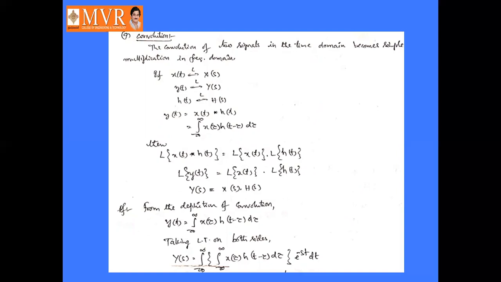So the Laplace transform of x(t) convolved with h(t) is equal to the Laplace transform of x(t) times the Laplace transform of h(t). The Laplace transform of x(t) is X(s), the Laplace transform of h(t) is H(s), and the Laplace transform of x(t) convolved with h(t) is nothing but the Laplace transform of y(t), that is Y(s). So Y(s) will become X(s) times H(s).